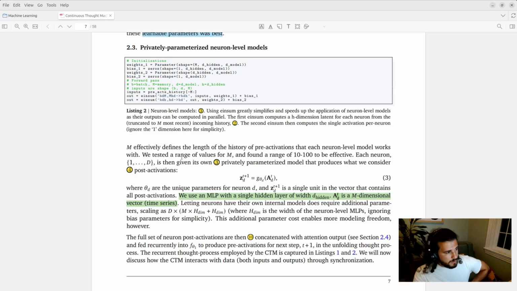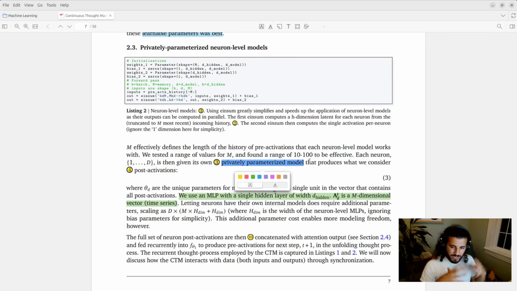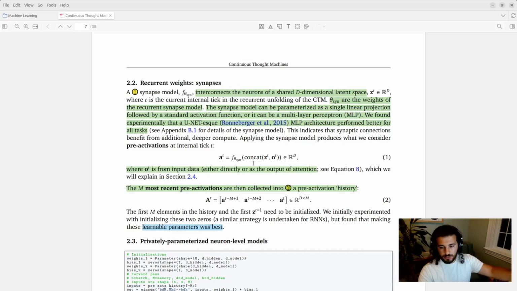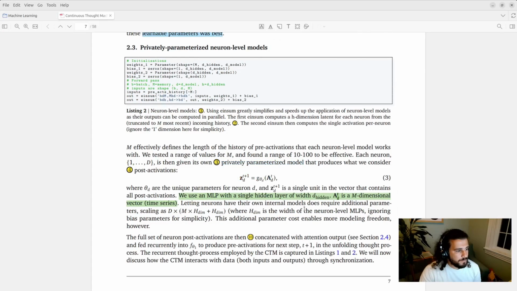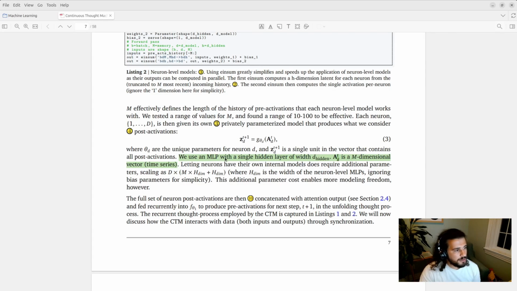So here, important, I think it's good to say it again: each of the neurons has its own privately parameterized model. So at this point, the neuron interaction doesn't cross until the synchronization, right? They are affected by each other in the synapse model here because of how it's structured. But then when we get to the pre-activation, they diverge, and each is doing its own thing, and each has its own little learnable mini network. So here they're saying that we use an MLP with a single hidden layer of width D_hidden, and then A_t^d is an M-dimensional vector time series.